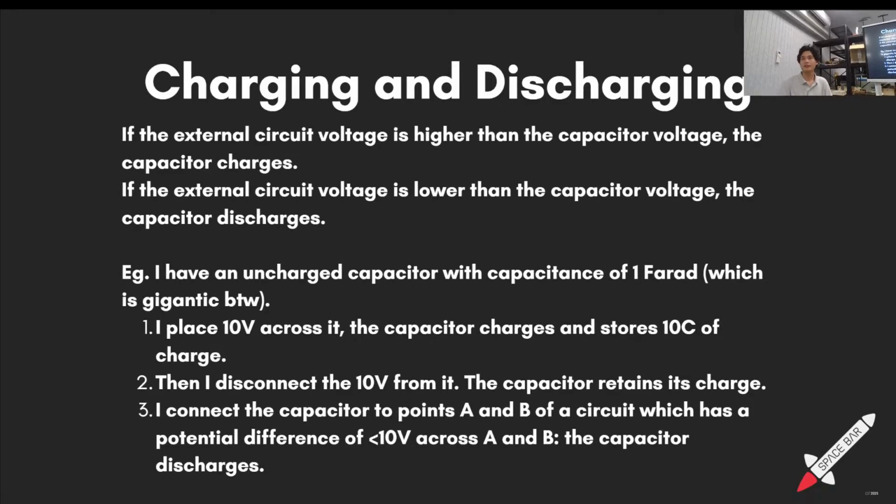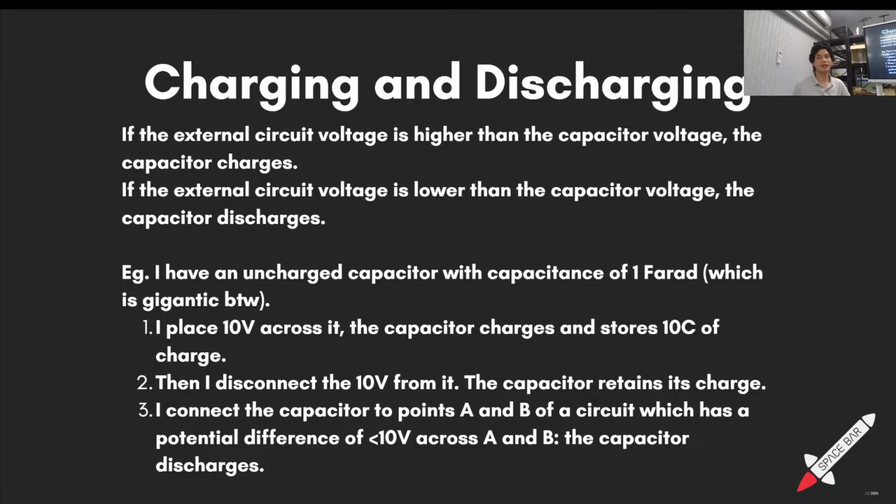Alright, so how do we charge and discharge a capacitor? I really should have put a diagram here. If the external circuit voltage is higher than the voltage across the capacitor, then the capacitor will charge. There's a voltage across the plates, right? If I apply a bigger voltage than that, the capacitor will charge more, until the voltage between the plates matches the external voltage. And if I put a smaller voltage across the capacitor, so there's a bigger voltage between the plates than across the terminals, it will discharge. Okay?